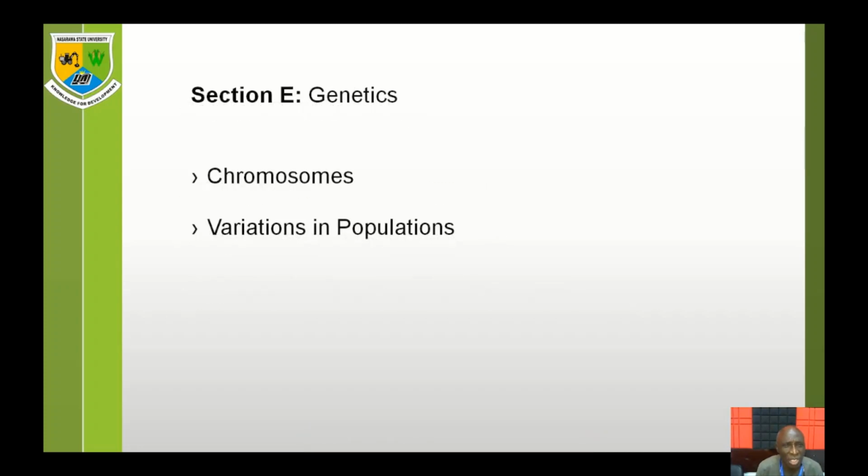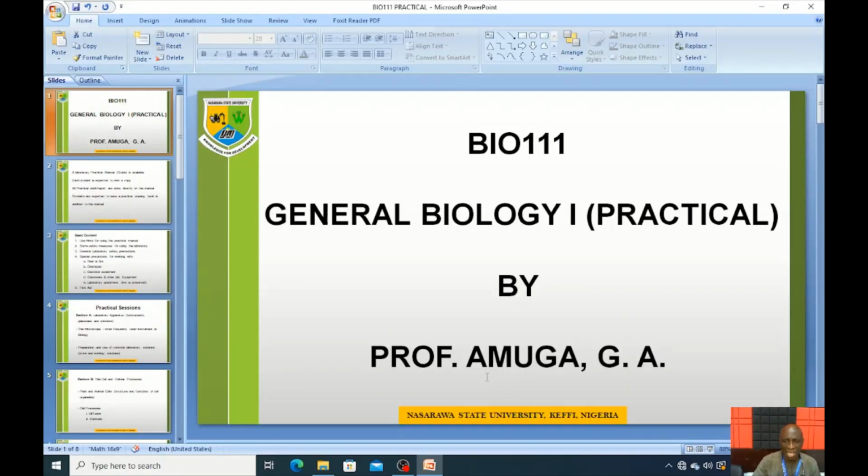And section E is going to be talking about genetics. We'll be looking at certain chromosomes. We'll be looking at variations in populations in genetics. Chromosomes in plants, we'll be using the onion, for example. And we have also created space for some chromosomal arrangements in animals and variations in populations. So that will be that for these practicals.